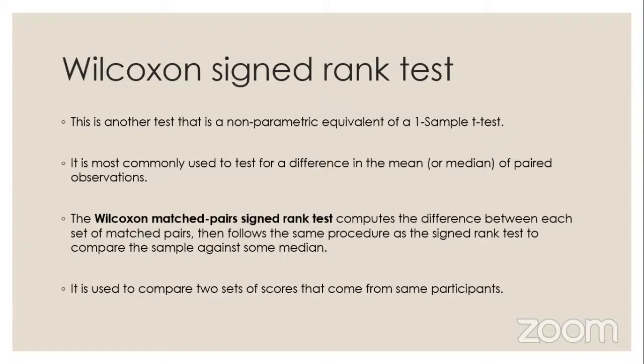Rose, you can proceed. So the Wilcoxon signed-rank test is another test that is a non-parametric equivalent of the one-sample t-test. It is most commonly used to test for a difference in the mean or median of paired observations. What we are showing you today is the Wilcoxon matched pairs signed-rank test. It computes the difference between each set of matched pairs, then follows the same procedure as the signed-rank test to compare the sample against a median. It is used to compare two sets of scores that come from the same participants.